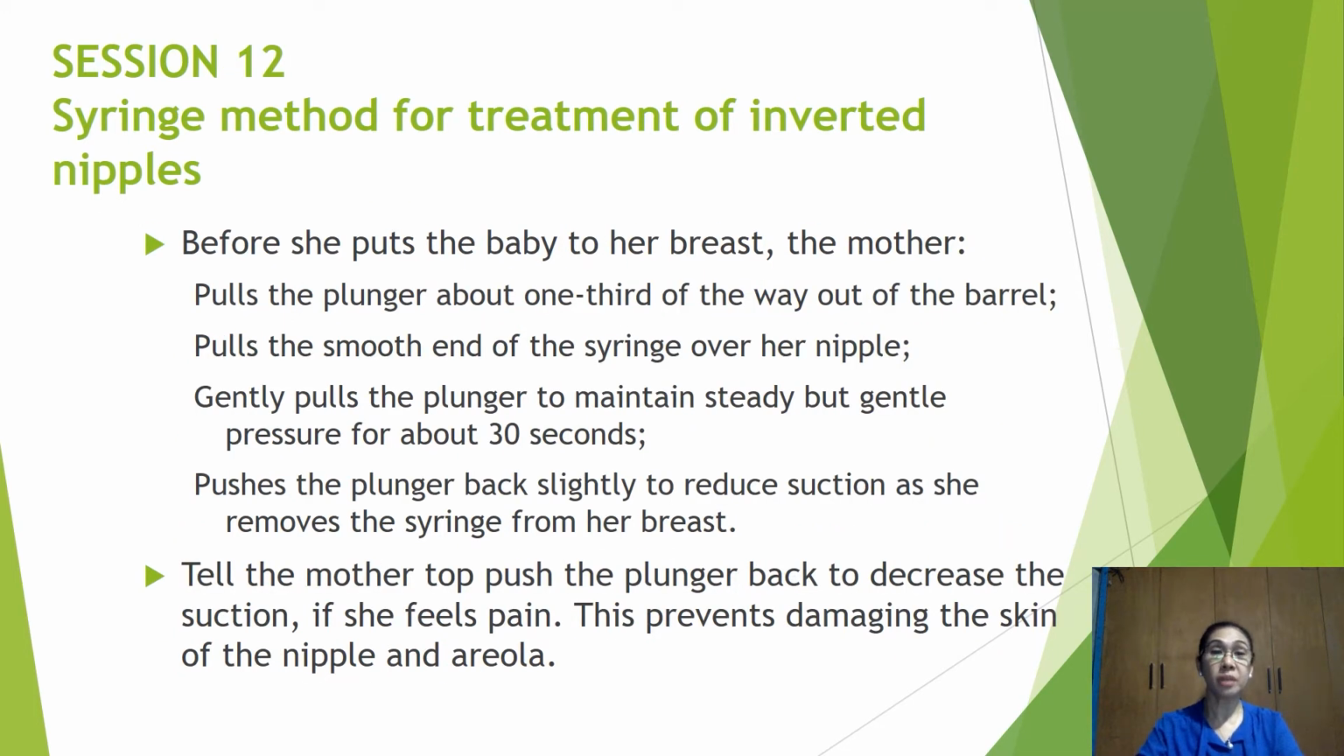Before she puts the baby to her breast, the mother pulls the plunger about 1/3 of the way out of the barrel. She pulls the smooth end of the syringe over her nipple. She gently pulls the plunger to maintain steady but gentle pressure for about 30 seconds. She pushes the plunger back slightly to reduce suction as she removes the syringe from her breast. Tell the mother to push the plunger back to decrease the suction if she feels pain. This prevents changing the skin of the nipple and areola.